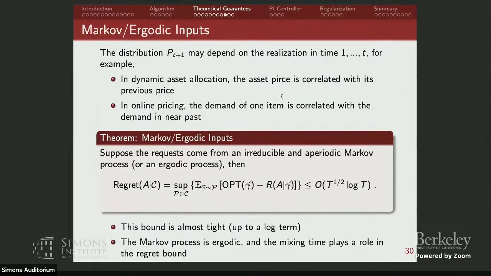Another case is the Markov process case. If you think about online pricing or asset allocation, the stock market may follow a Markov process. Here, what we show is that the regret for a Markov process is going to be order square root of T log T. So you're going to lose a log T term. But it's almost tight up to a log term, because the stochastic IID case is also a special case of the Markov process.